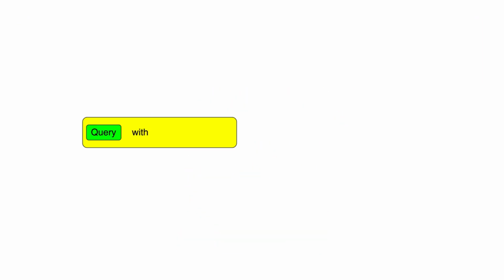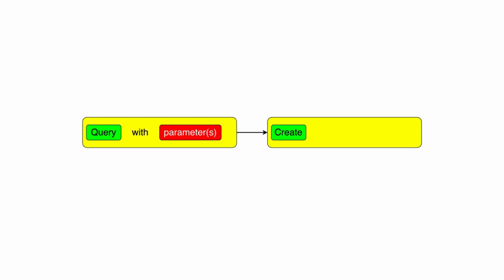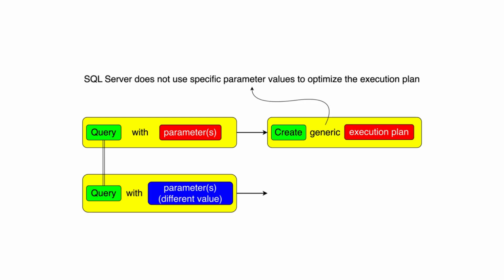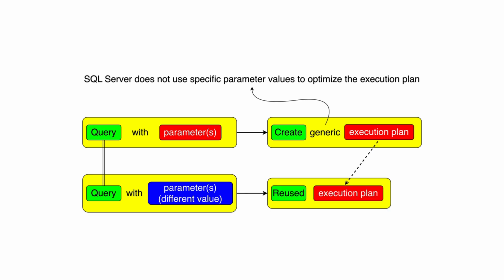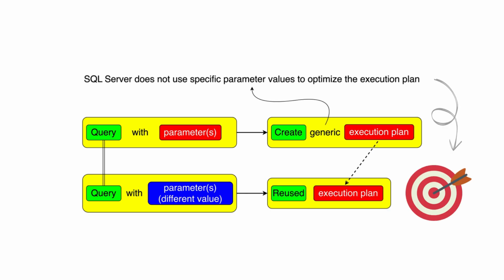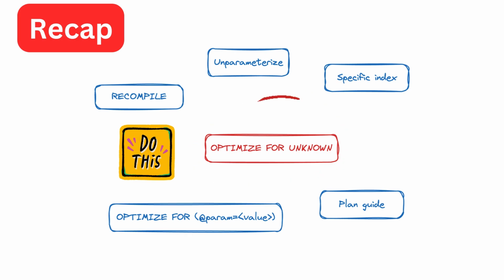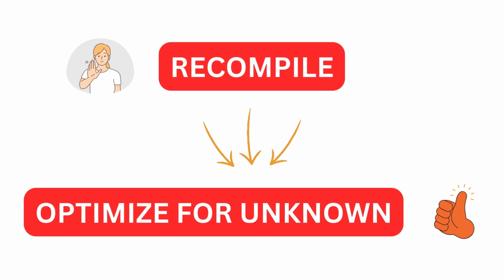By using optimize for unknown, SQL Server creates an execution plan based on statistical parameter values instead of specific parameter values. This approach ensures stable performance across various parameter values, reducing the negative impacts of parameter sniffing. Recap: using the optimize for unknown hint is an effective way to improve query performance. If possible, replace the recompile hint with the optimize for unknown hint.